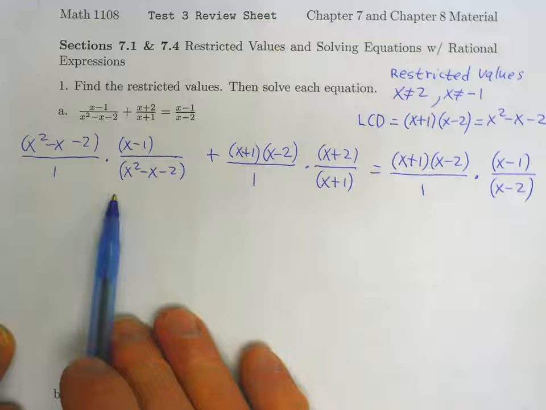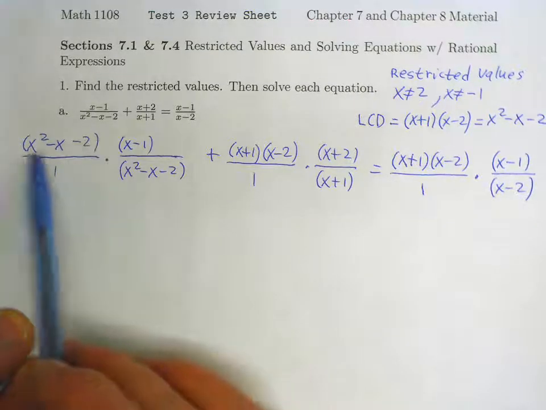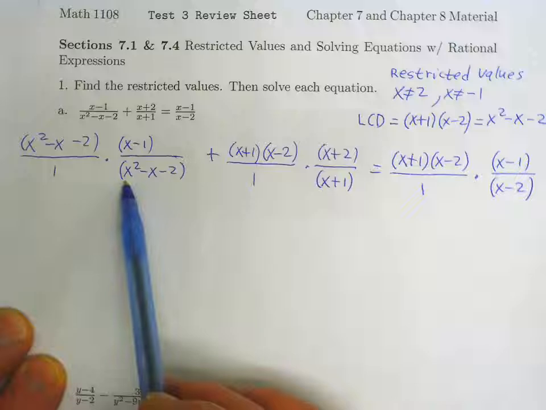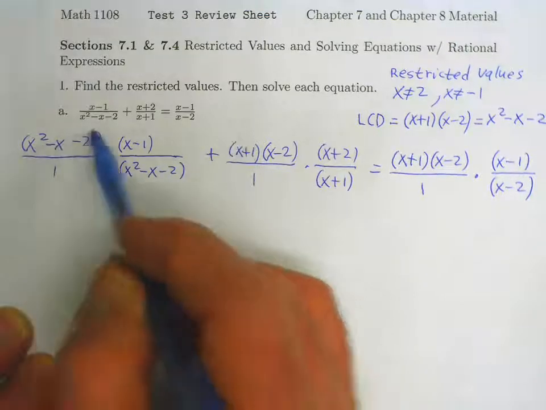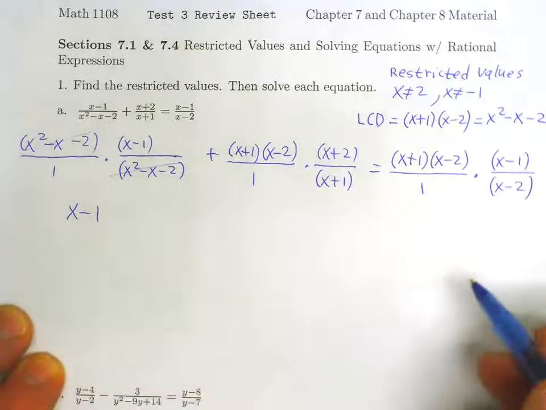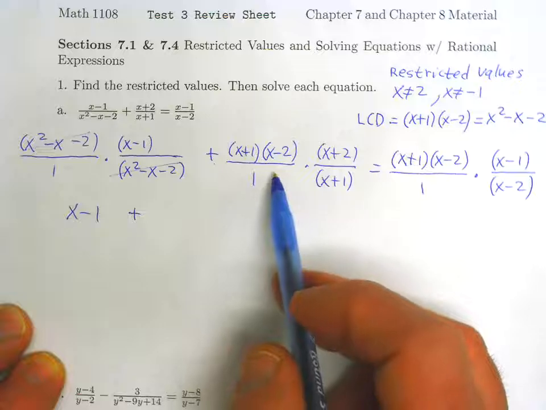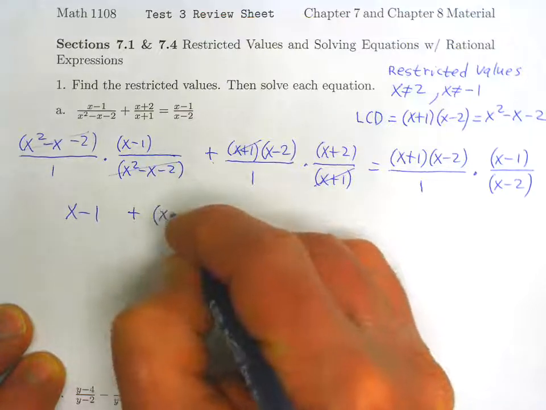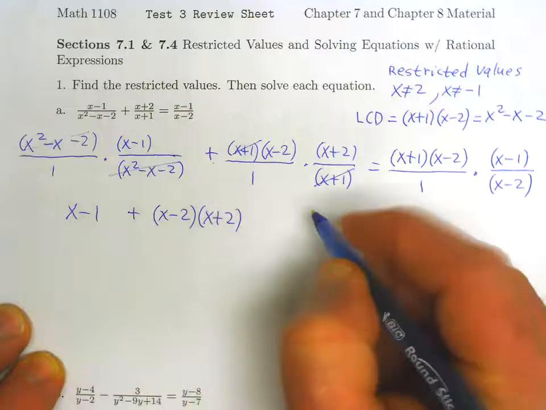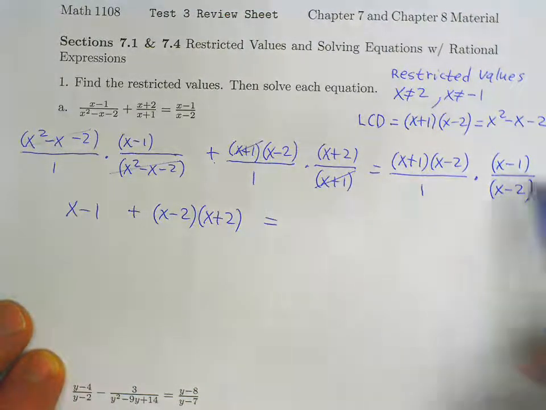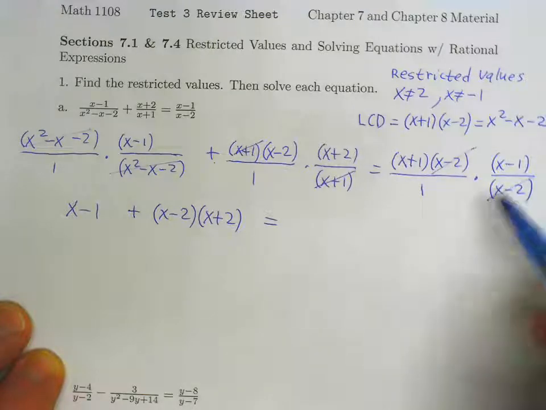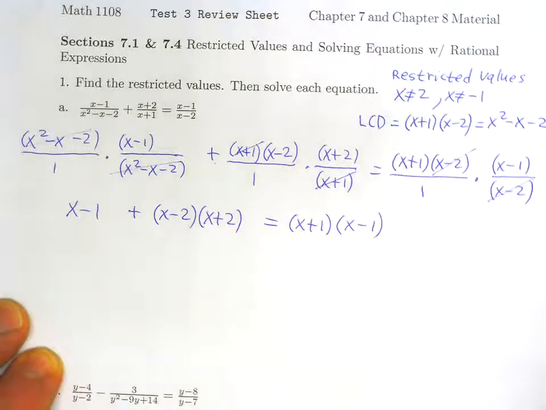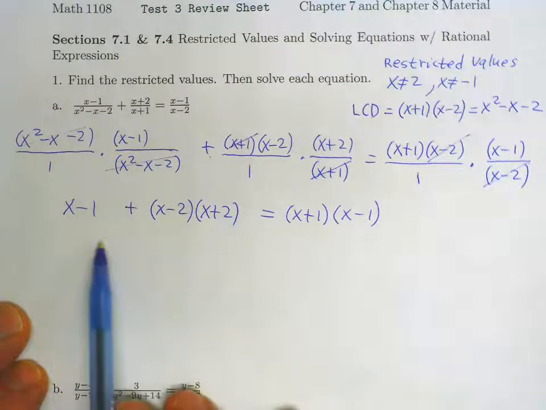Okay, in each of those products, we're going to get a cancellation. From the numerator, the trinomial factor, x squared minus x minus 2, divided by itself is equal to 1. So these cancel, and we're just left with x minus 1. And then plus, over here we have x plus 1 divided by x plus 1. Those cancel. And so we have plus x minus 2 times x plus 2. And on the right-hand side, in this product, x minus 2 times x minus 2, and we're just left with x plus 1 times x minus 1.